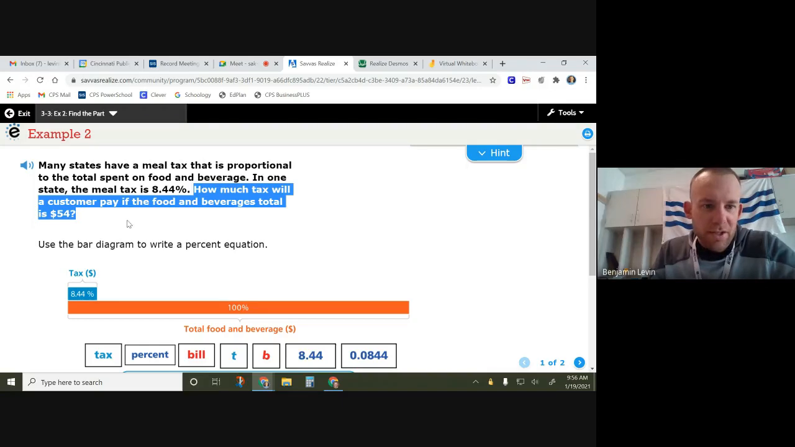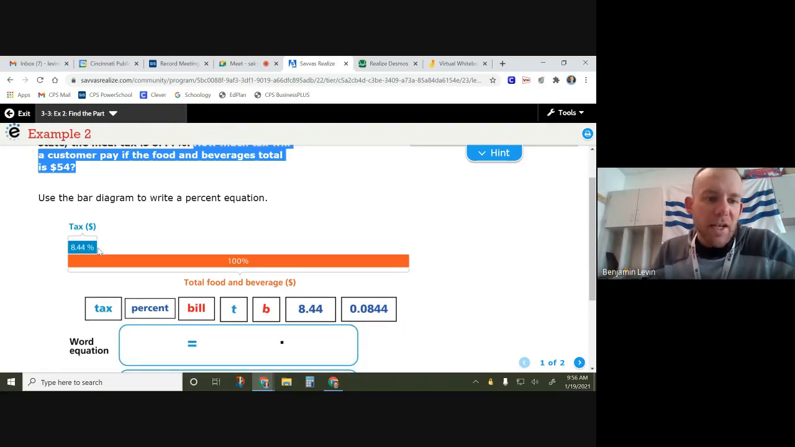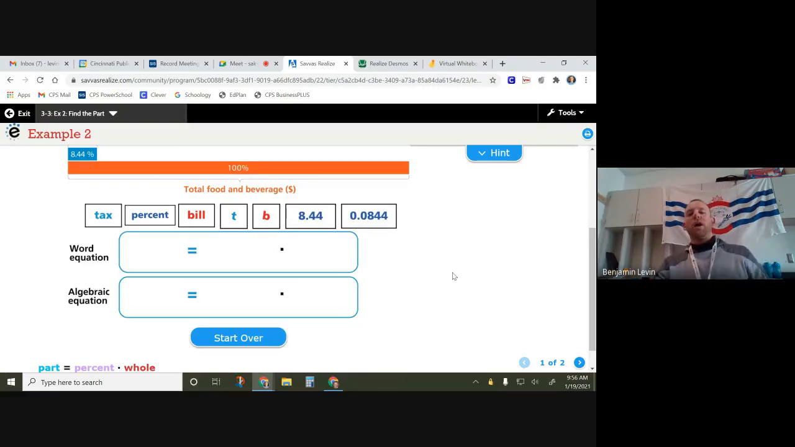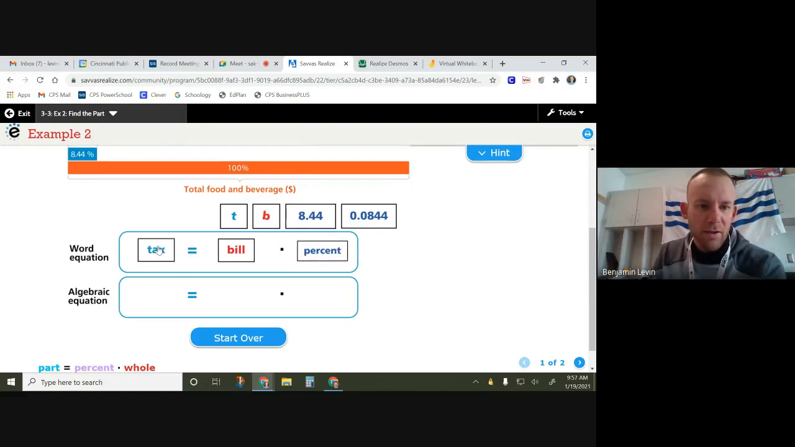How much will a customer pay if the food and beverages total $54? So it gives us the percent and the total. $54 is the bill. Tax, percent, bill. So $54, it's going to go there.